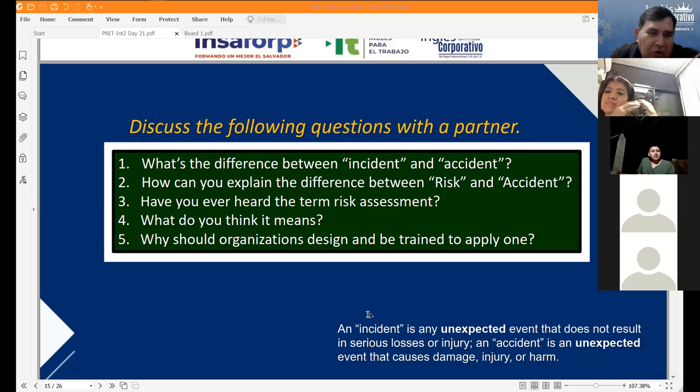What do you think it means? Why should organizations design and be trained to apply one? To discover, to be aware of, to know what risks the company is running and how to prepare for them. Why do we need to prepare for risks? To be safe. We want to be safe, so we need to prepare.